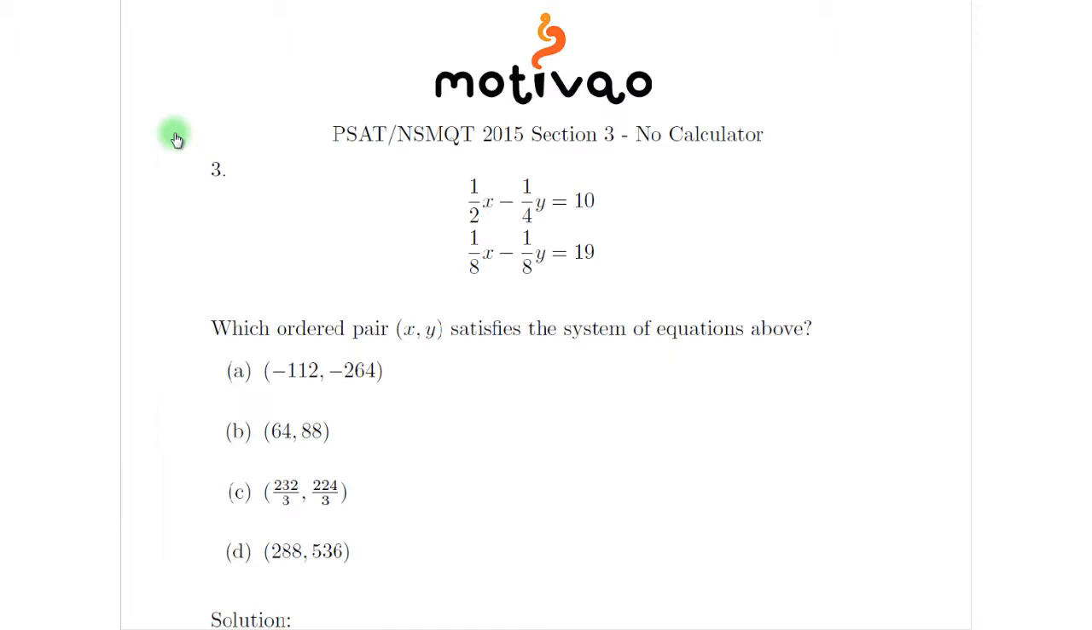Today with the PSAT section 3, question number 3 states the following. Which ordered pair (x, y) satisfies the system of equations above? Every time you want to solve a system of equations, you always want to cancel a variable. It doesn't matter which one you cancel, but notice that the order of the variable you choose matters as far as the ordered pair.